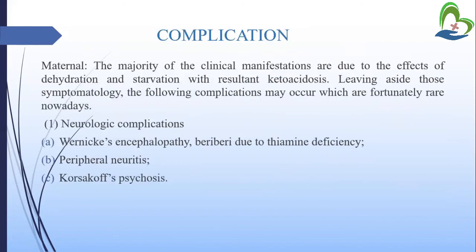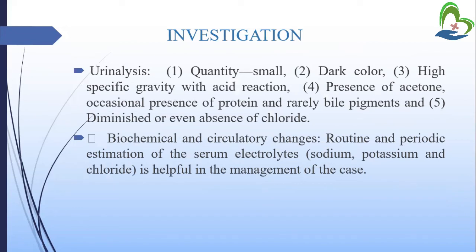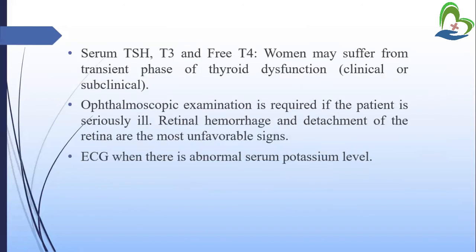So this is the investigation for hyperemesis gravidarum. In that, first we find out the urine analysis: the quantity of the urine, color, specific gravity and presence of acetone, and the urine chloride level will be diminished or absent. After that, in biochemical and circulatory changes, we find out the electrolytes: sodium, potassium, magnesium and chloride. After that we check the serum TSH, T3 and free T4 level. After that the ophthalmoscopic examination, and lastly, if the mother's potassium level has increased or decreased, meaning it is abnormal, we will need to get an ECG done.